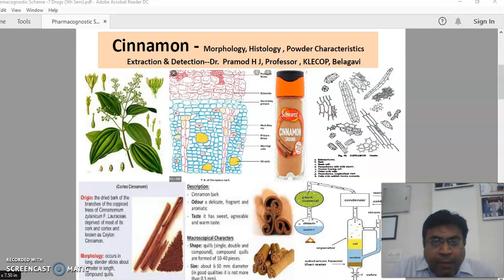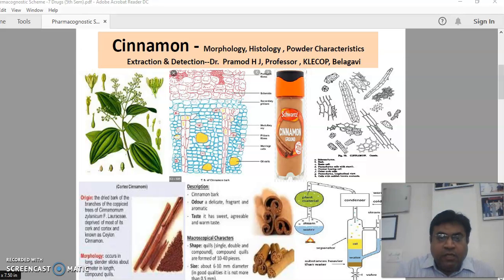With this we will move on to the microscopic characters of this particular drug. That is the transverse section of the cinnamon bark. If you take this section of the cinnamon with a fresh blade and add some phloroglucinol solution, the sclereids stain pink because of the lignin content.